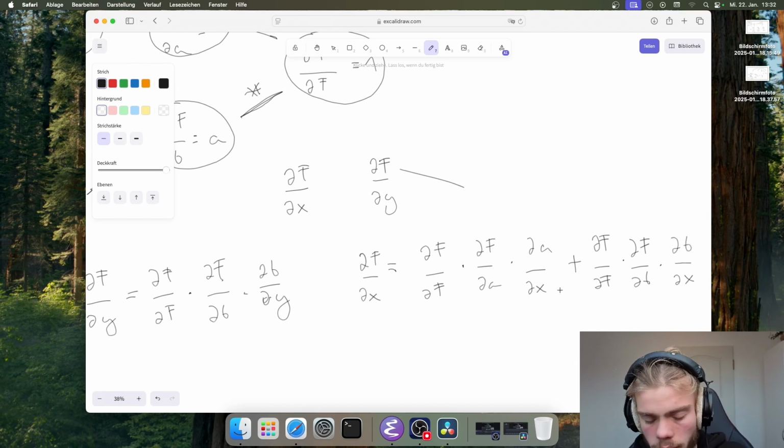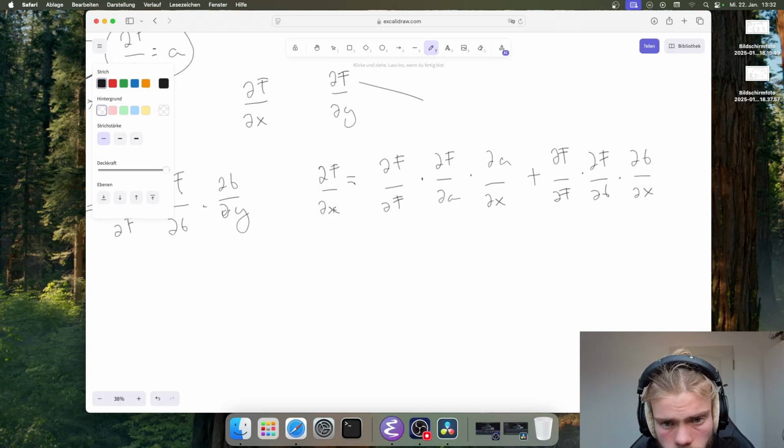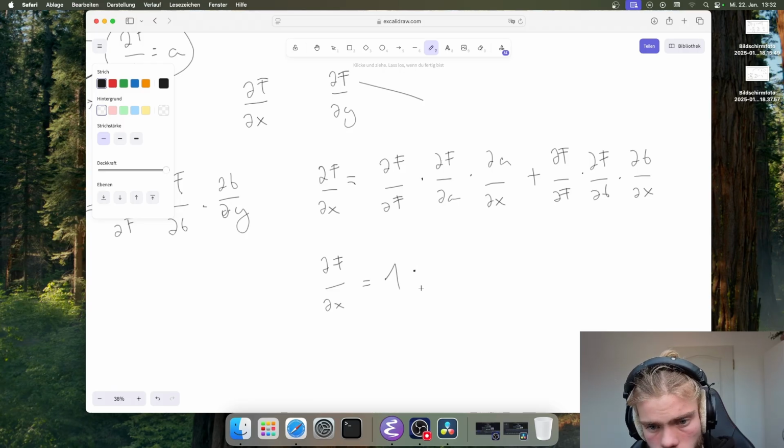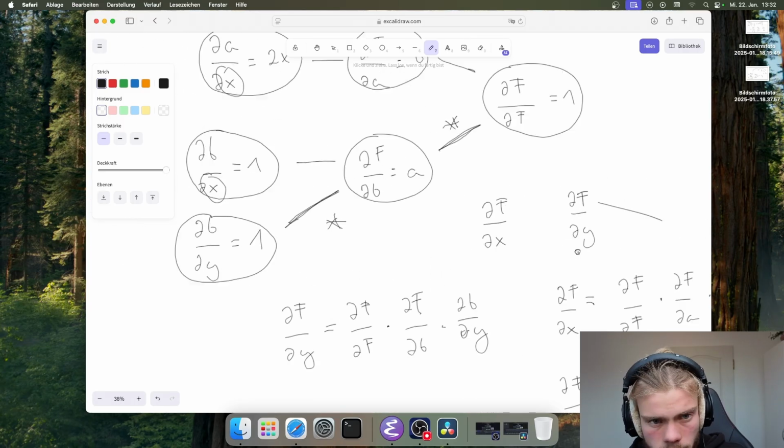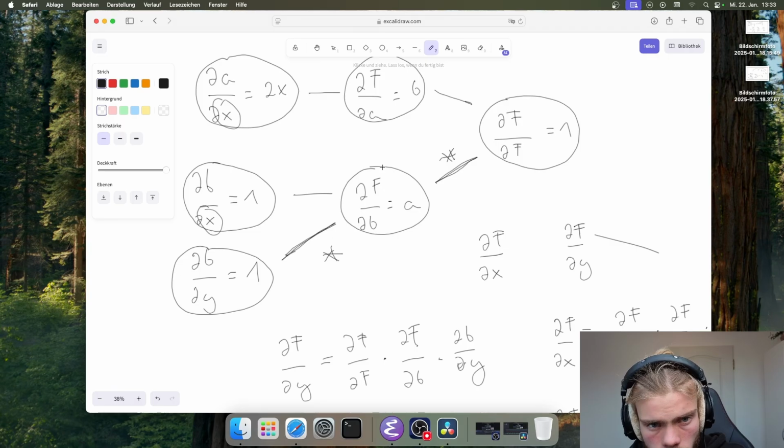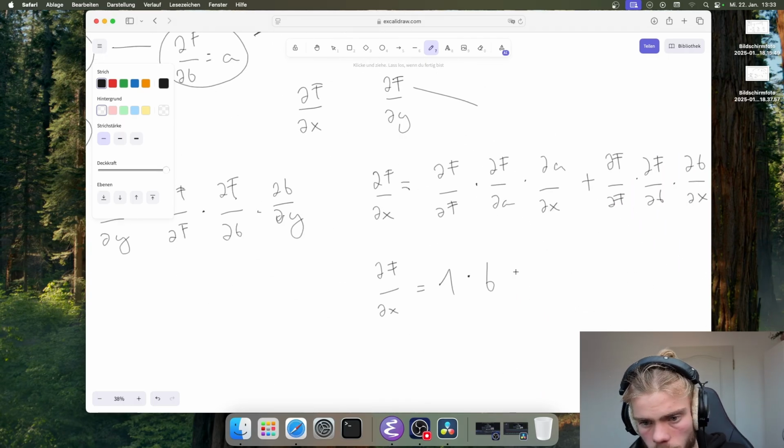And if we now plug in all of the values for this example, we get df/dx is equal to 1, df/df is 1, df/dA we said is b, and dA/dx we had in this node, this is equal to 2x. So times 2x, and then plus df/df is 1, df/dB is a, and dB/dx is 1. So that means this is equal to 2xb plus a.